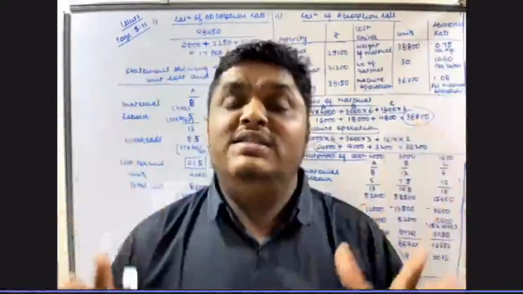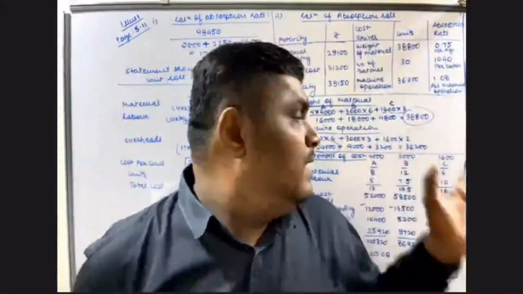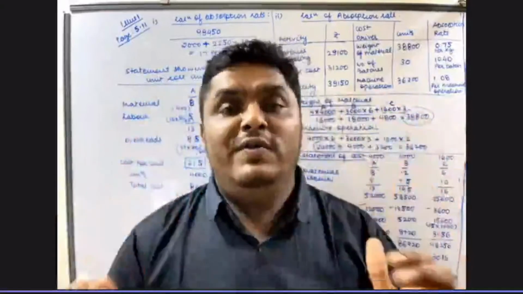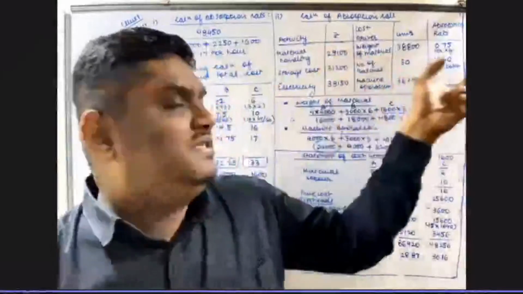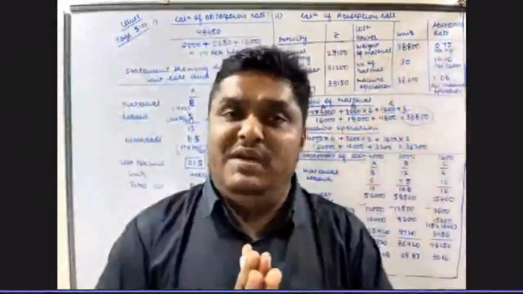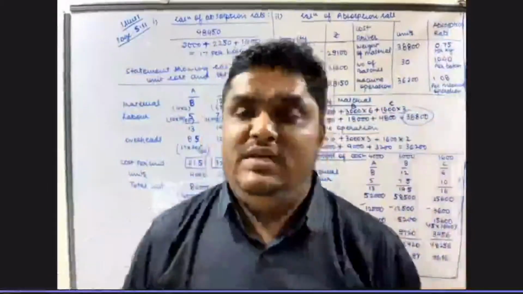So this chapter is very easy, very simple. It carries bonus marks in the exam. But the point is, you have to follow the steps. First, prepare this table to calculate the absorption rate. Once you have calculated the absorption rate, then prepare the cost statement.